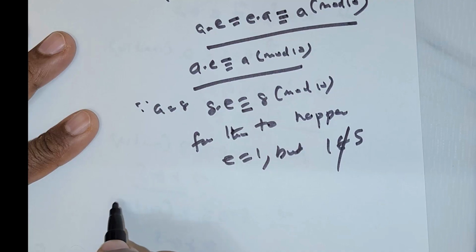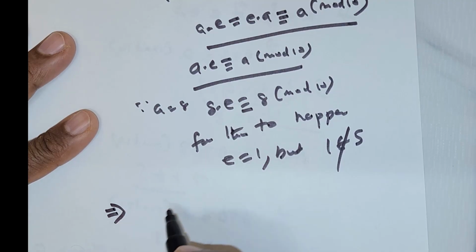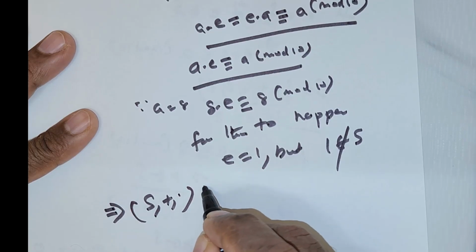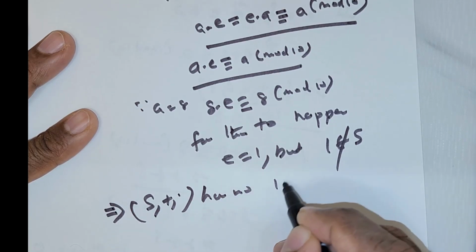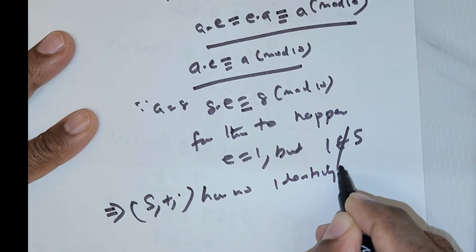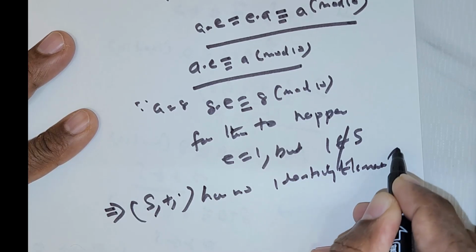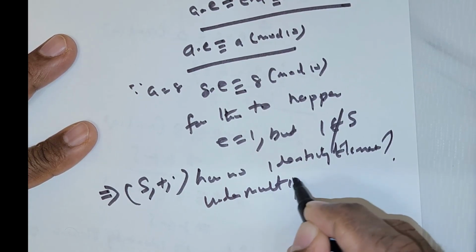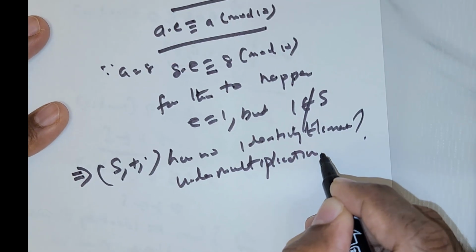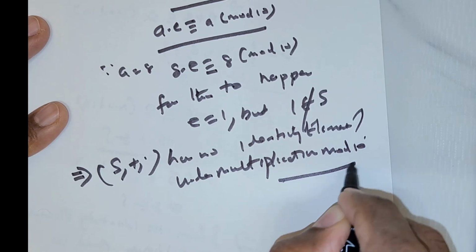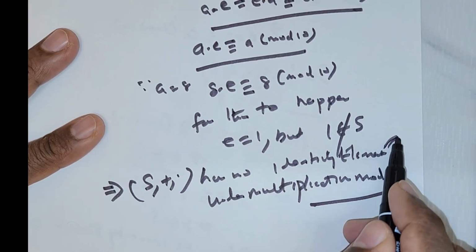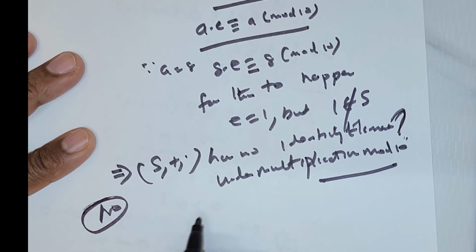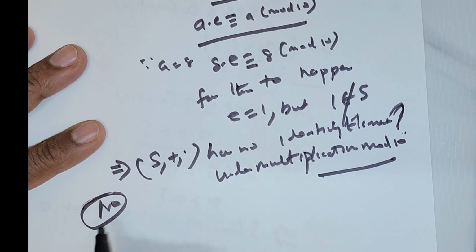Okay, so can we conclude that S under addition and dot has no identity element under multiplication mod 10? Can we conclude? That's the question asked. No, we cannot conclude, because we need to check.